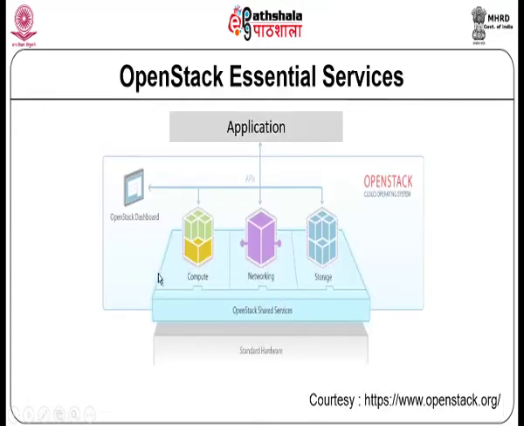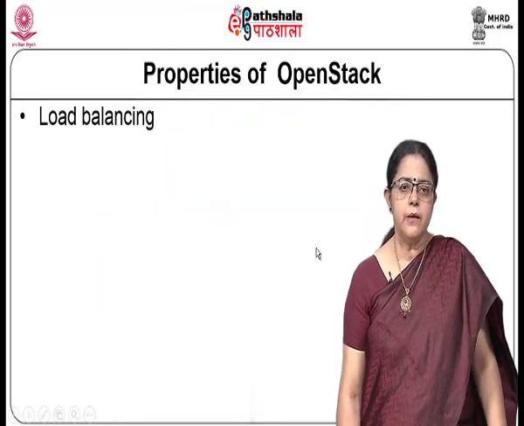So, this is the OpenStack essential service model. Whenever we look at OpenStack, this is the diagram that comes. These are the compute, networking and storage, the 3 services, and the rest are all shared services on top of which these services are there, and they can be communicated through the dashboard Horizon, and all applications can connect to it. So, that is how. So, what are the properties?